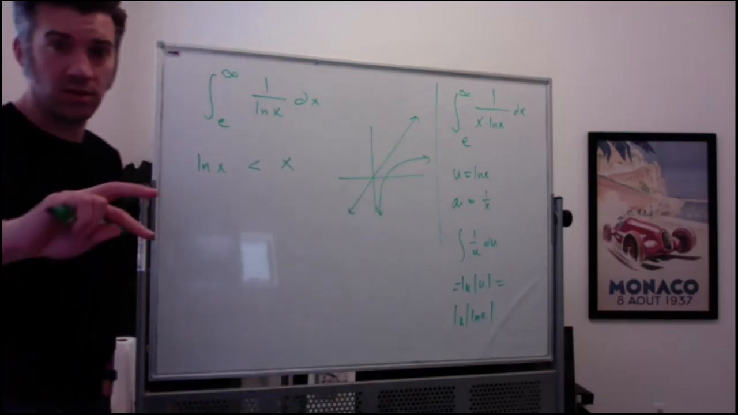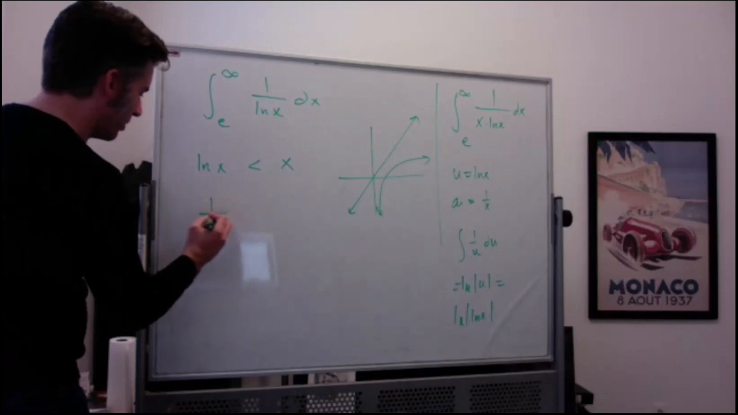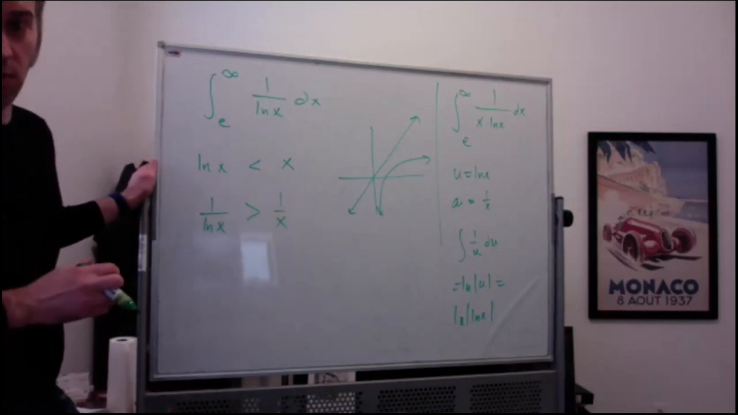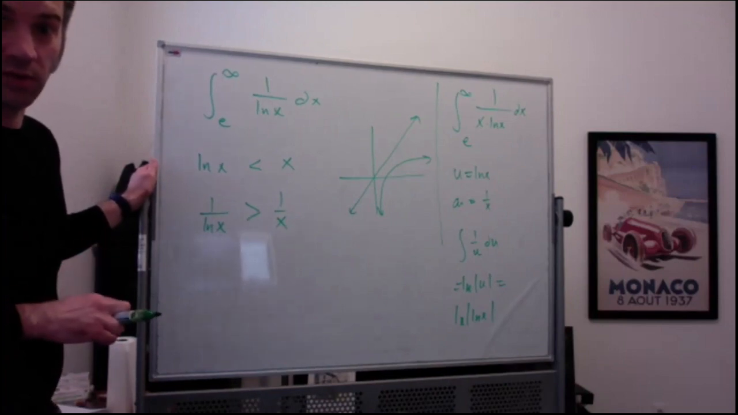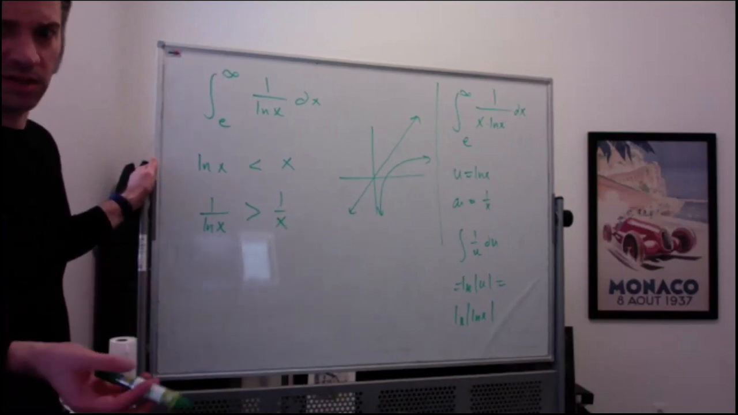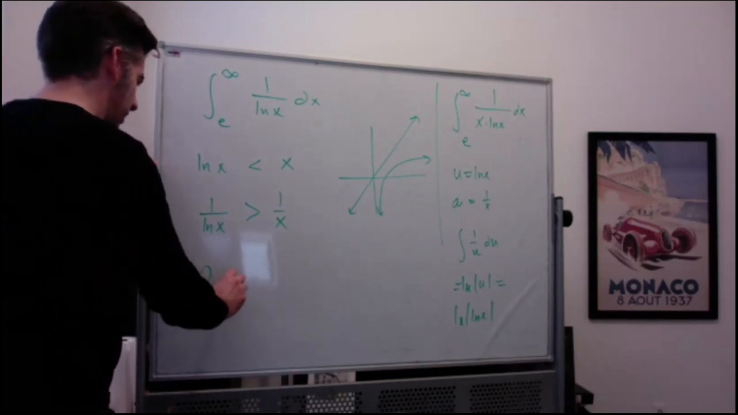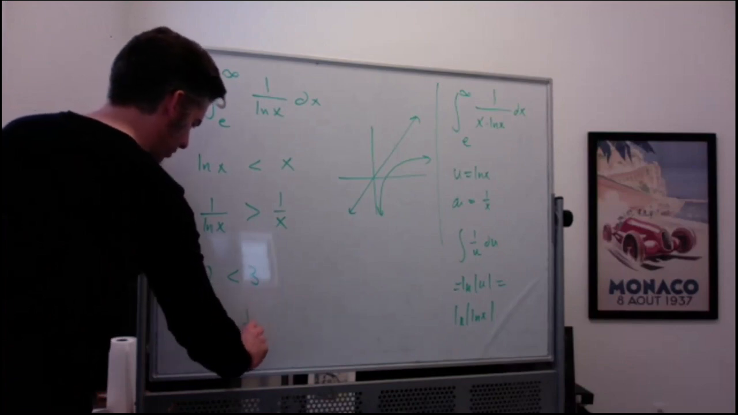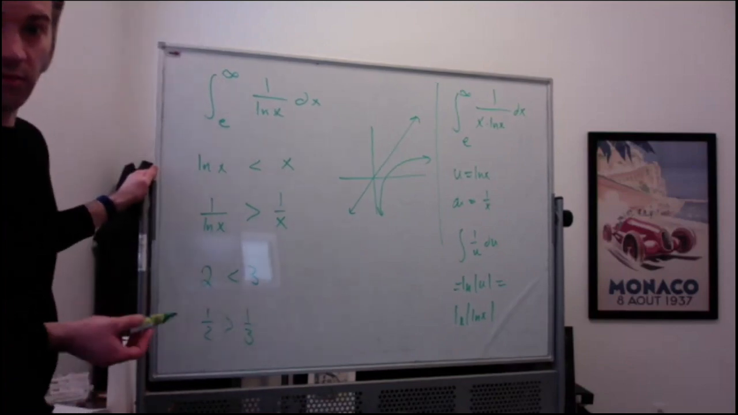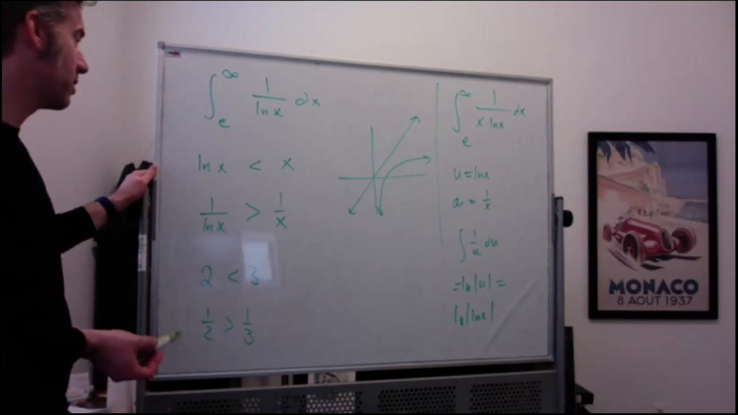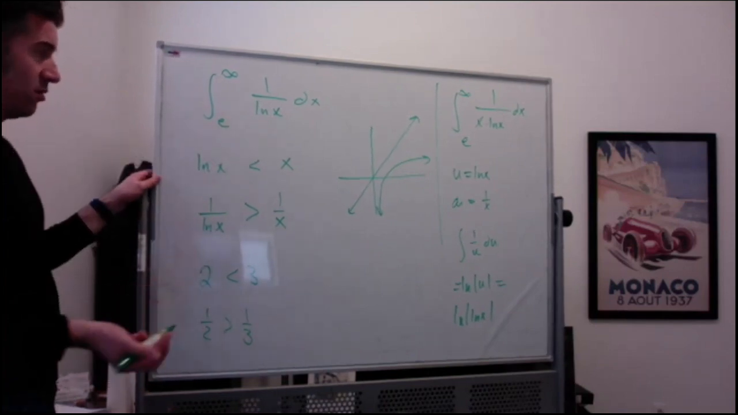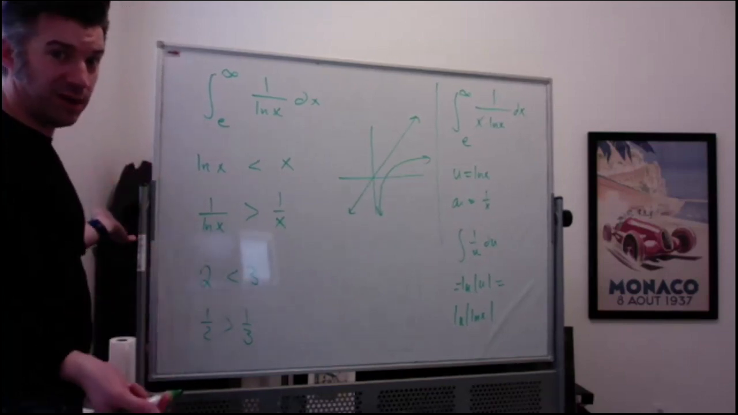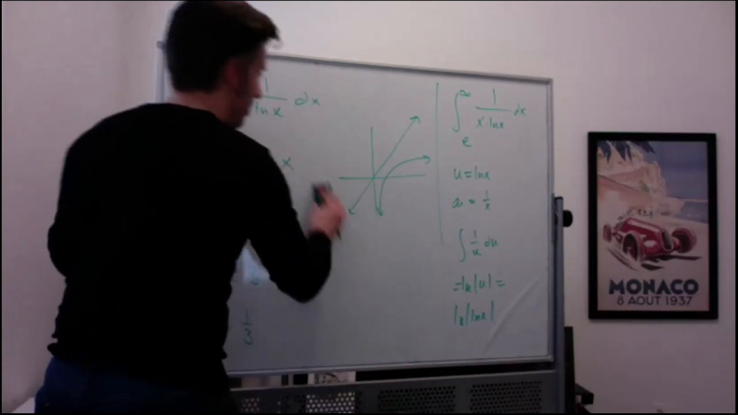So now, flip them. When you flip things, you change the direction of the inequality. In case that seems weird to you, just think about the fact that 2 is definitely smaller than 3, but 1/2 is definitely bigger than 1/3. That might make it more obvious that we have to change that direction. So in this problem, we can see that this function is bigger than that function. They're both always positive.